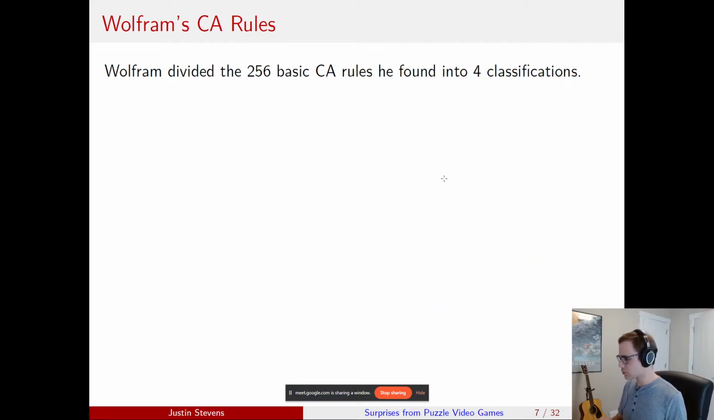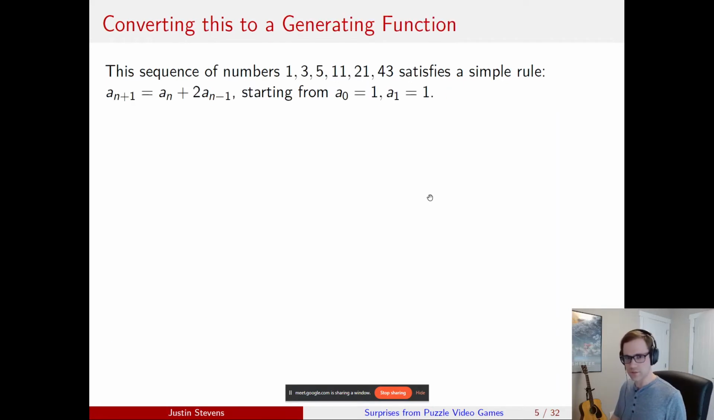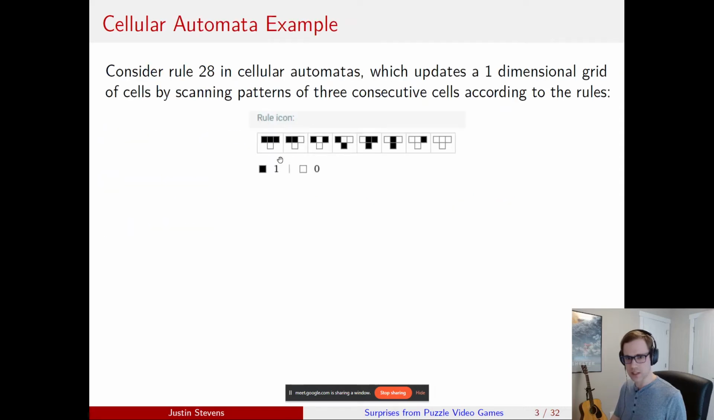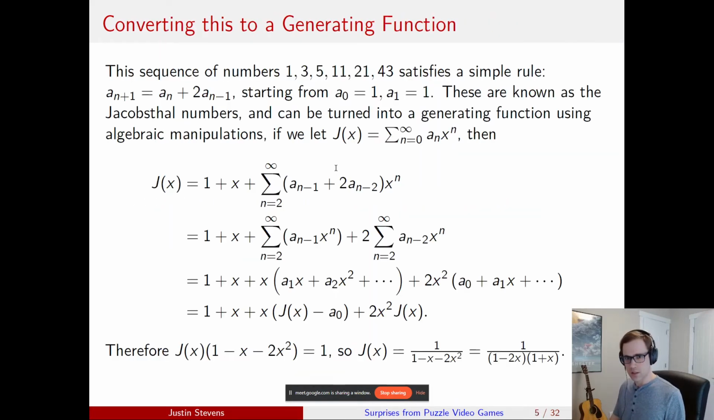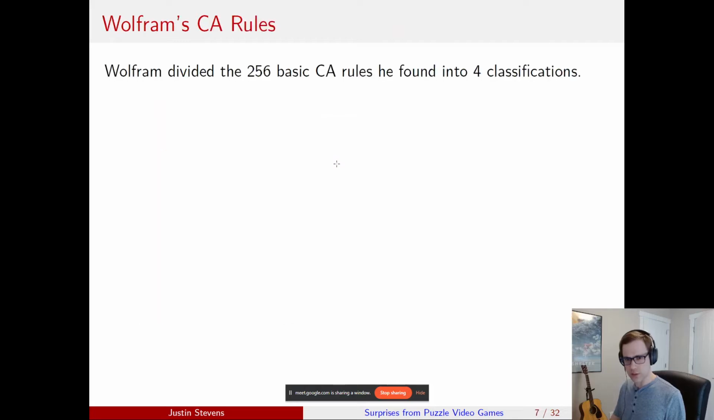Going back to the cellular automata example, there are in total 256 basic cellular automata. That comes from the basic slide we saw, where there are only 8 possible patterns, so 2 to the 8th power is the total number of cellular automata that exist. Stephen Wolfram, who thought a lot about these, classified these 256 basic cellular automata rules into 4 groups.